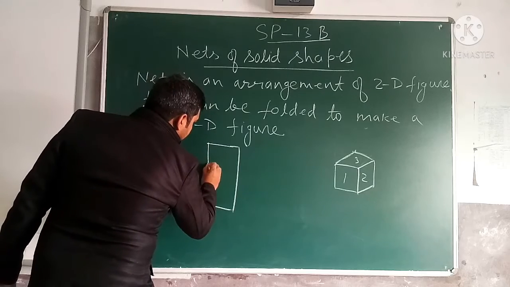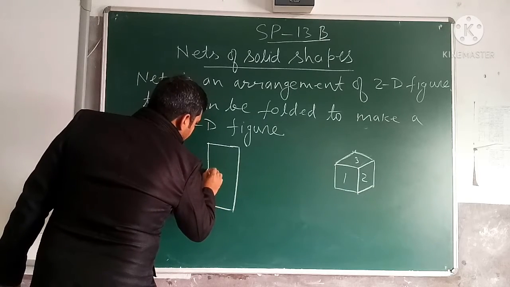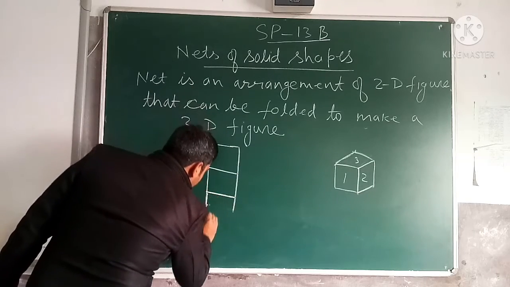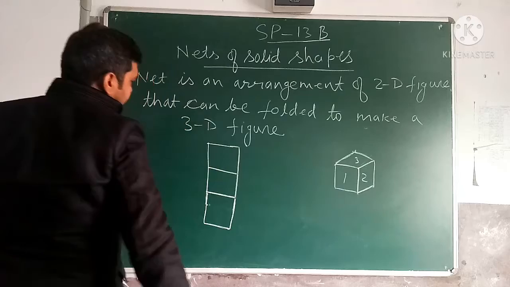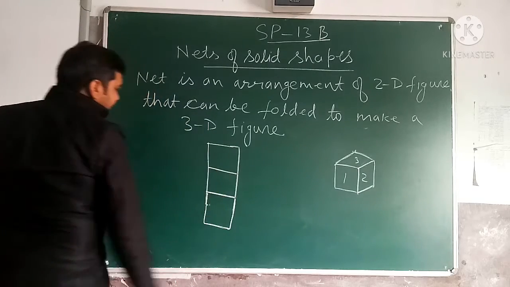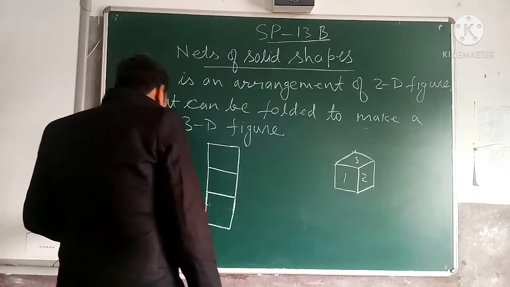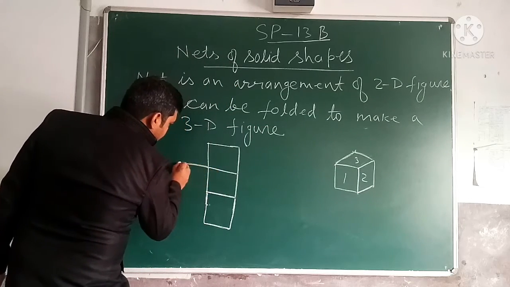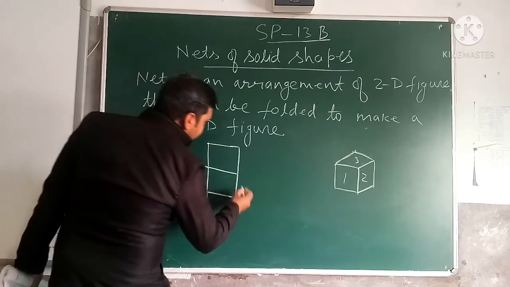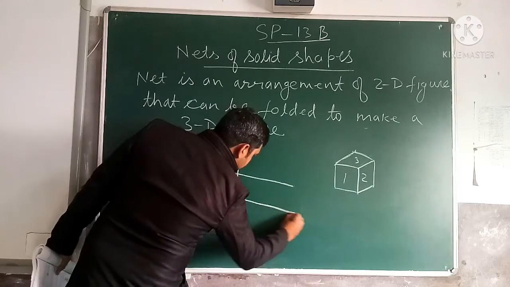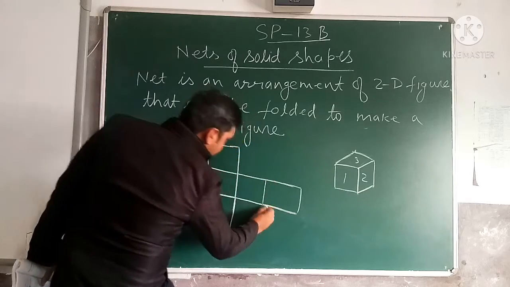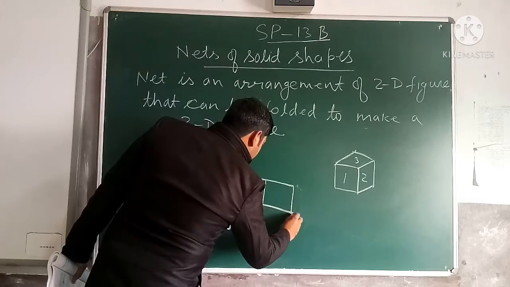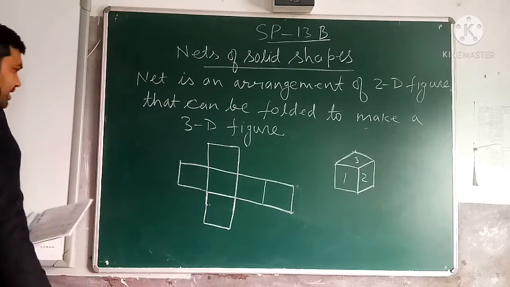3 squares: square number 1, square number 2, square number 3. See, we got 3 squares, 1, 2, 3, and after that we need 3 more squares. 3 is here, 3 more we need. Two more we add. That you can see. So now we have 6 faces.